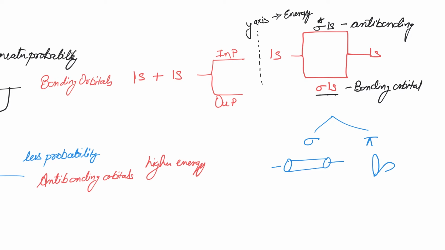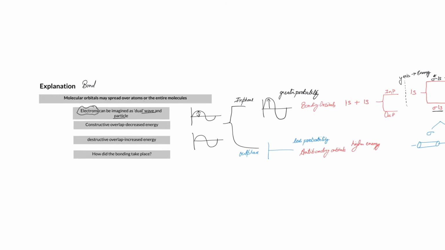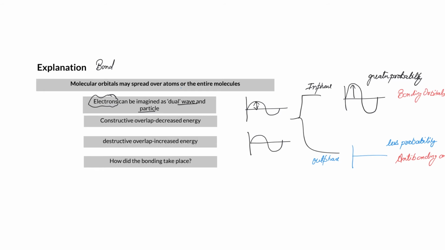Remember the p orbitals, we have px, py and pz, right? So px orbitals will interact head on, whereas py and pz would be parallel to each other. So that is why py and pz would form the pi bonds. So here we just have one s sigma bonding orbital and one s sigma star antibonding orbital. So this is what the molecular orbital theory wants to explain.